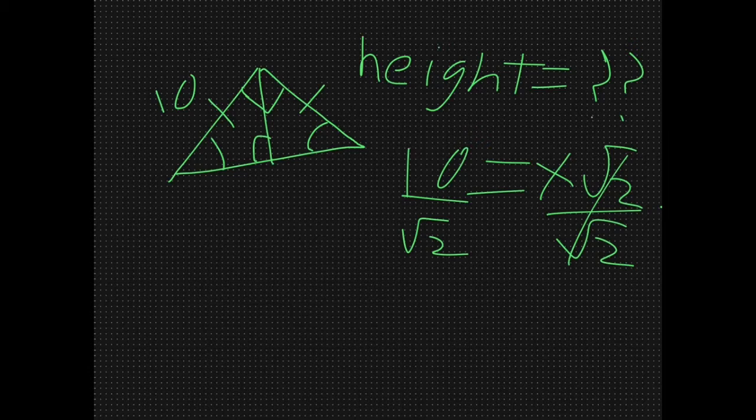So you multiply by root 2 over root 2 to get 5 root 2 equals x. So now we know x is 5 root 2. We also know, since it's a special right triangle, a 45-45-90 triangle, that these are also x. So the height must equal 5 root 2. Well done.